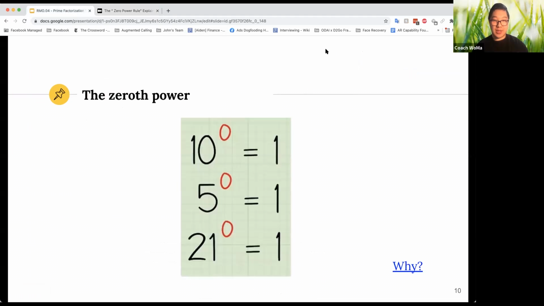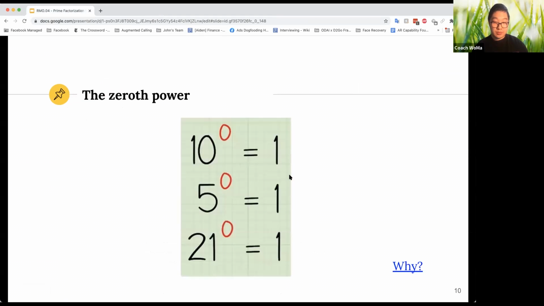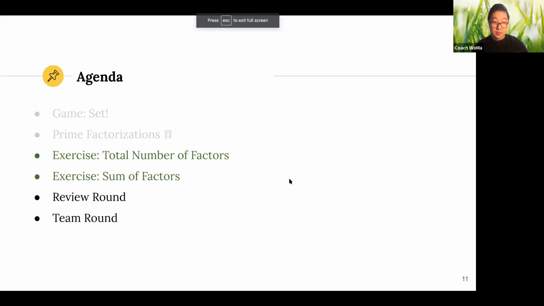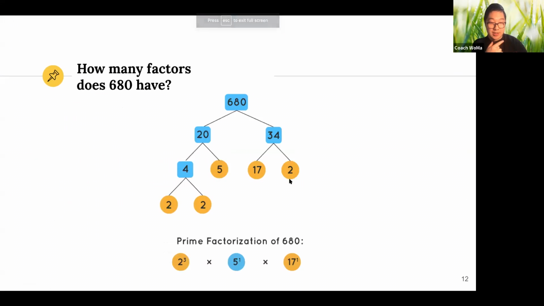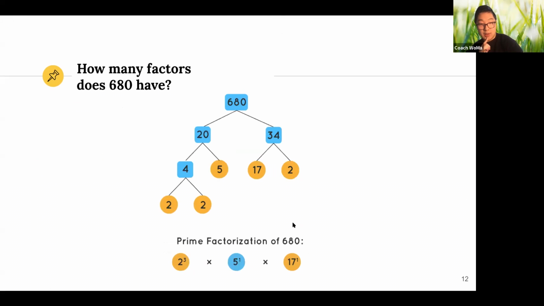And yeah, so let's go back to prime factorizations. All right, so we're going to do an exercise which is counting the number of factors. So the question is, next slide, how many factors does 680 have? So everyone, I think you can try this and let me know what you get. I'll give you about 2 or 3 minutes.